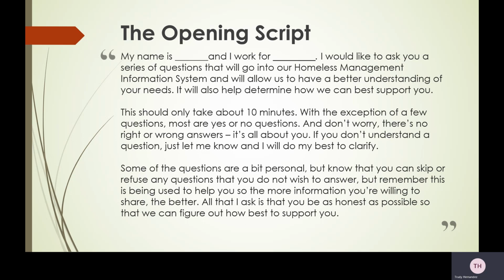So like I said, it doesn't have to be verbatim, but the things that you want to include are obviously, if they don't know who you are, introduce yourself, let them know who you work for. That's just good practice across the board. Let them know why the VI-SPDAT is being completed. And the way that I explain that is that it allows us to get a better understanding of their needs, and it helps us to determine how we can support them in the best way. Let them know that it only takes between 7 and 10 minutes to complete.